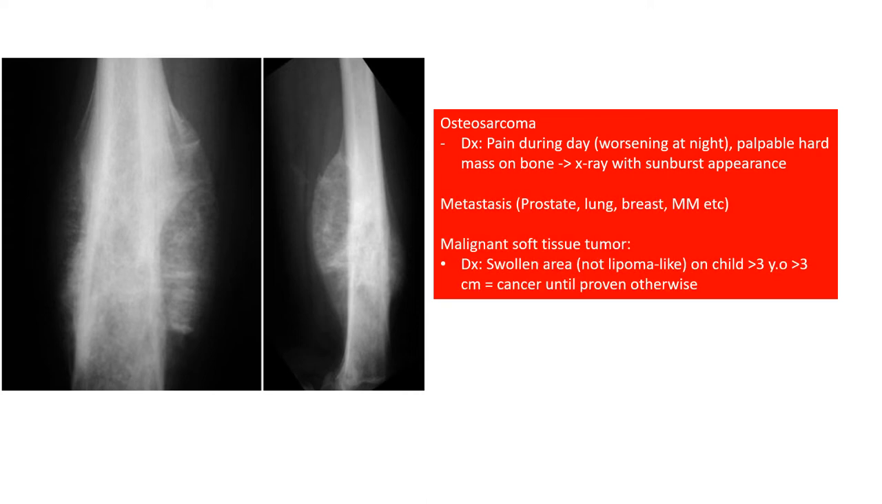And then you have the other kinds of cancers in the bone, metastases, that we see with prostate cancer, lung cancer, breast cancer, especially malignant melanoma that goes to the bones. All other cancers can also grow in the bones, but these are really bone prolific. And then you have malignant tumors of the soft tissues, like I think leiomyosarcomas, muscle tumors. If you're swollen in an area, it's not like a lipoma, which is usually really soft, and especially if it's a child over 3 years old, then you need to do a really quick assessment.